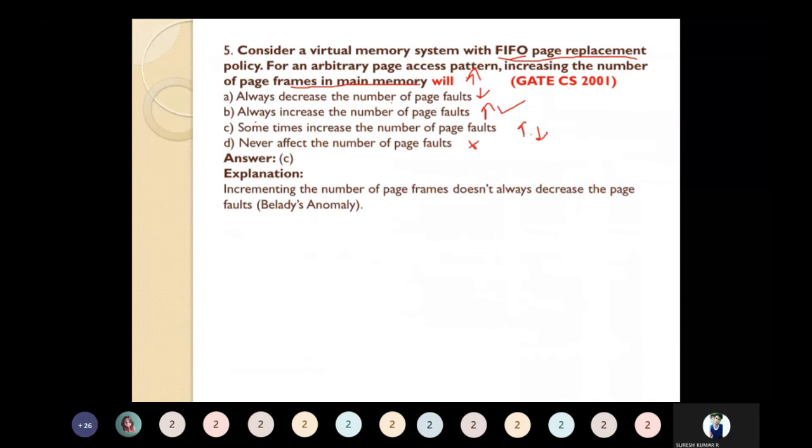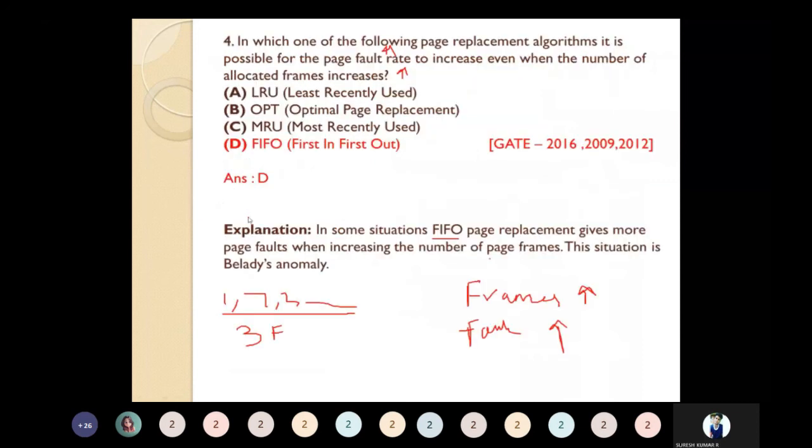So both the questions are the same. Page fault is increasing as the number of page frames is increasing. This is the truth of algorithms under the Belady's anomaly method. Incrementing the number of page frames does not always decrease the page faults. Both questions are the same thing, similar, but the way they are asked is different.